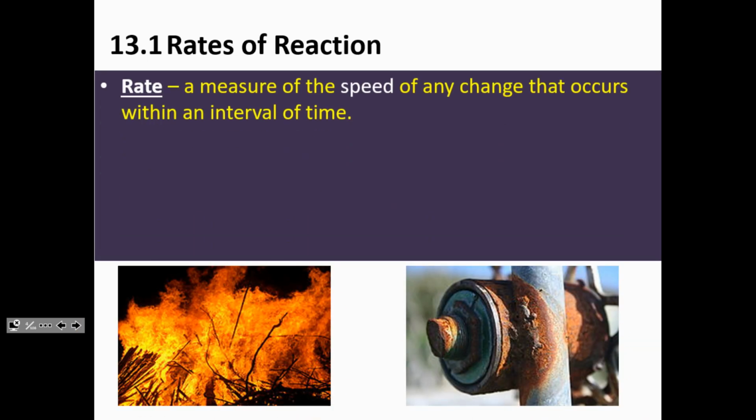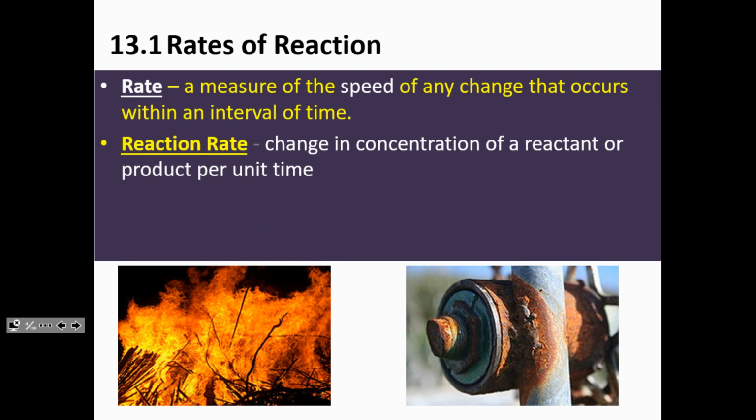So the first thing we're going to look at is the word rate. Rate is a measure of the speed of any change that occurs within an interval of time. You can have rates for all kinds of things. In chemistry, we're going to look at the rate of how fast a chemical reaction occurs. So the reaction rate is the change, and we're going to look specifically at concentration, the concentration of a reactant or a product per unit time.